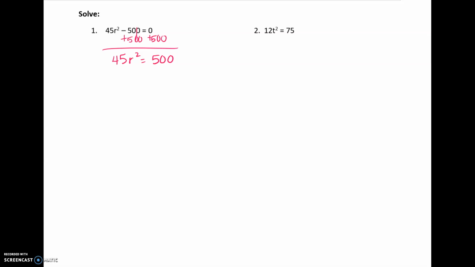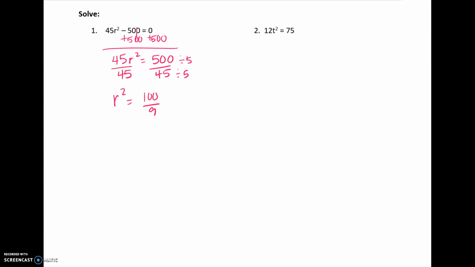To get r squared by itself, I'm going to divide by what's in front of it. So undo the multiplication. And when I do that, I get r squared equals, I don't believe 45 goes in there, but I know they are both divisible by 5. So if I divide 500 by 5, I get 100. If I divide 45 by 5, I get 9.